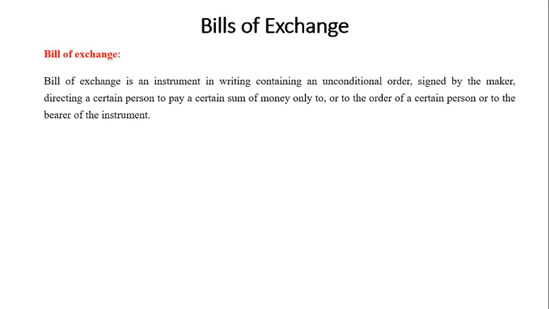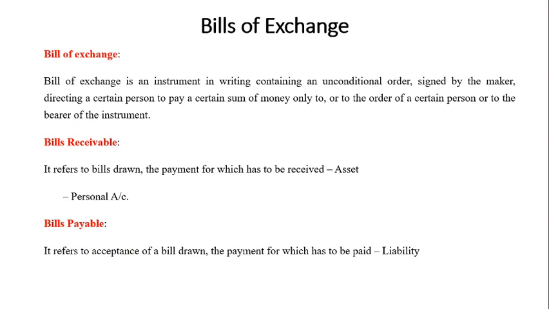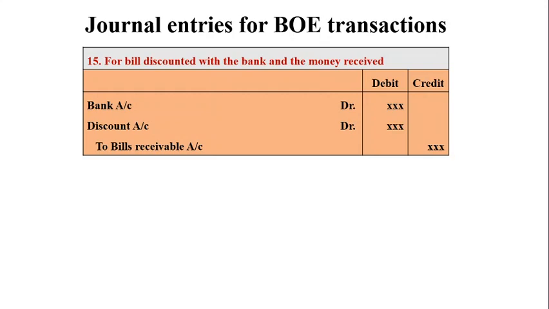Bills of exchange. Bill of exchange is an instrument in writing containing an unconditional order signed by the maker directing a certain person to pay a certain sum of money only to, or to the order of, a certain person or to the bearer of the instrument. Bills receivable refers to the bills drawn, the payment for which has to be received. It is an asset and it is a personal account. Bills payable refers to acceptance of a bill drawn, the payment for which has to be paid. It is a liability. It is also a personal account. Now let us see the journal entries.